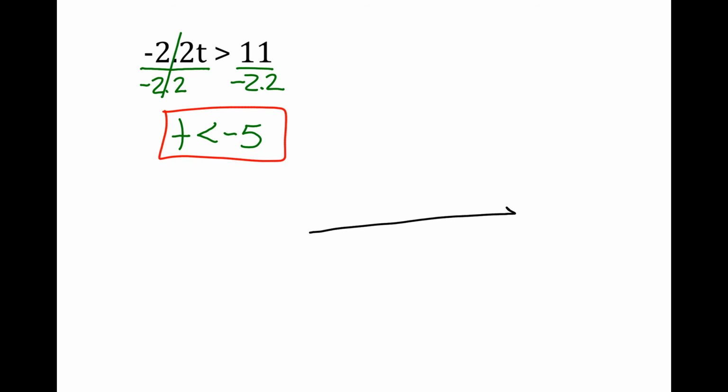Set up a couple points for yourself. And it's less than, not less than or equal to, so our circle is going to be open on negative 5. And t is less than negative 5, so our arrow is pointing to all the numbers that are less than negative 5.